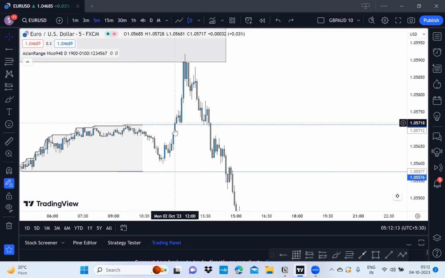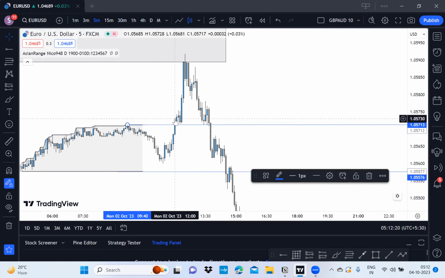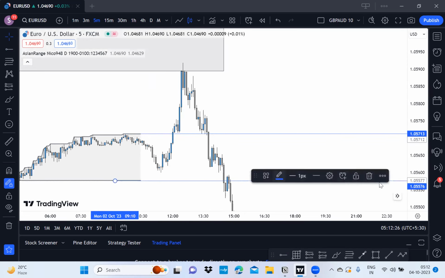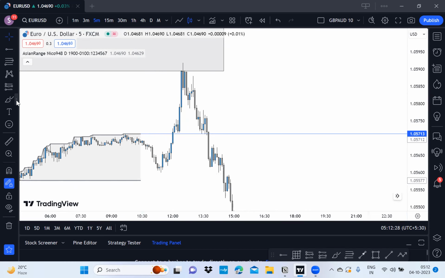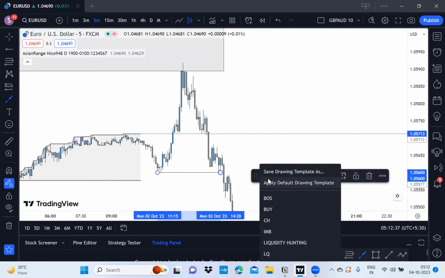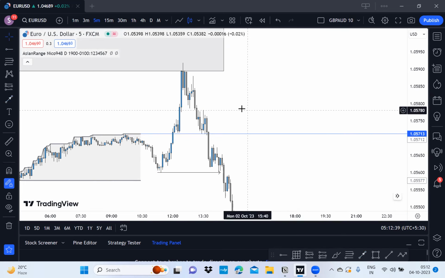What happened here? The market hunted the liquidity, right? The market took out this high. Here you can see the market broke this, grabbed the liquidity of this high. Now what do we need? We need a BOS. Where is the BOS? Here is the BOS, right? This is our previous low. Yes or no? This is our previous low. So we can say this is our BOS.